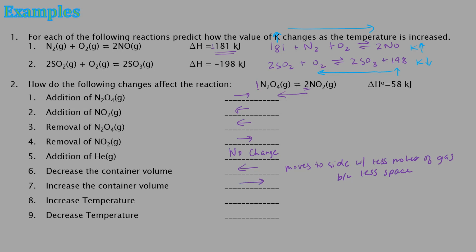Increase the container volume. Well, it's going to move to the side with more moles of gas because there's more room. Increase the temperature. So this is an endothermic reaction. So if we increase the temperature, we're increasing heat. It's going to shift away from that, and it's going to shift that way, and so K would get bigger. If we decrease the heat, it's going to shift towards it, making more reactant, and so therefore K would get smaller.